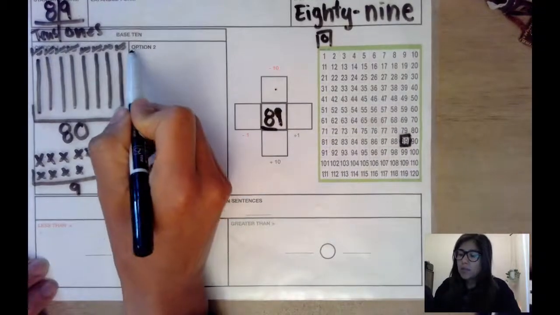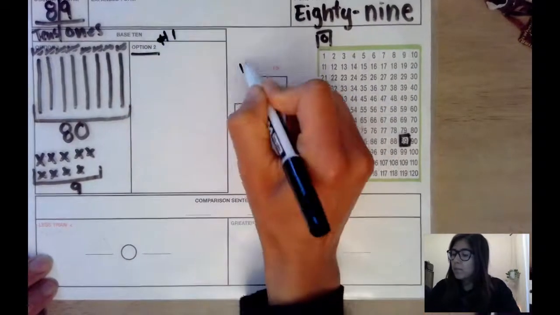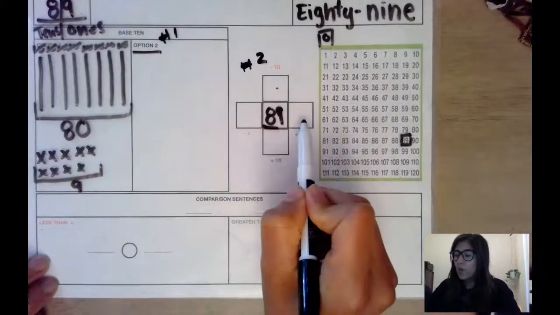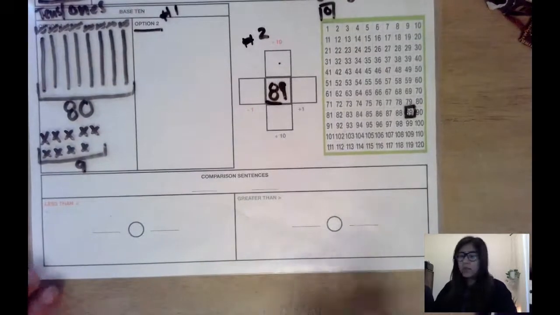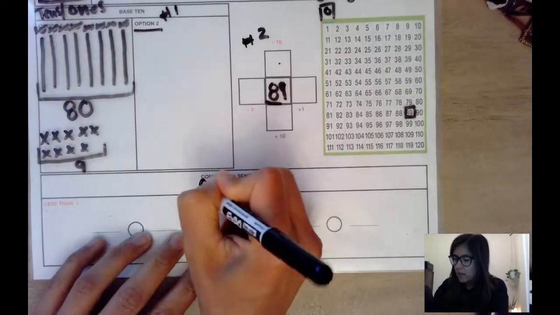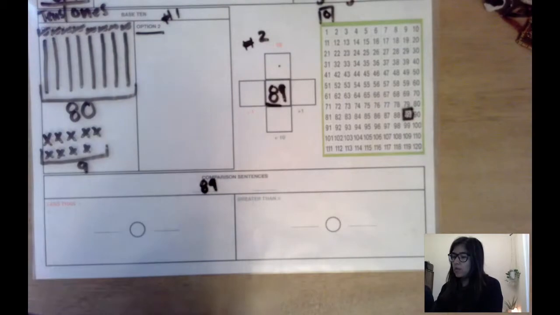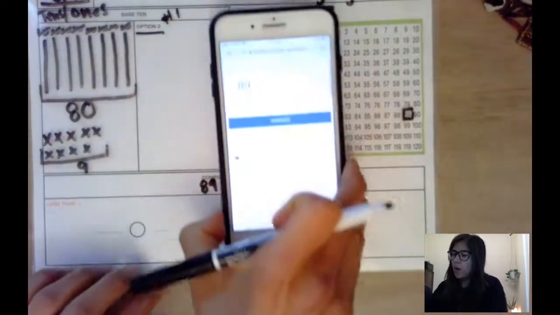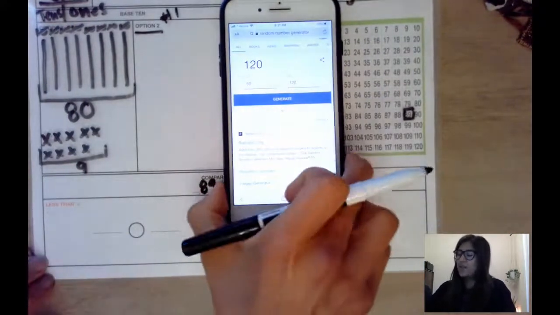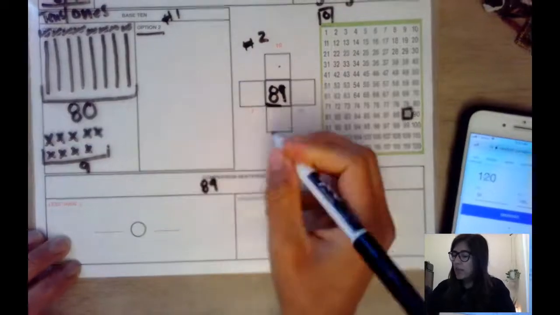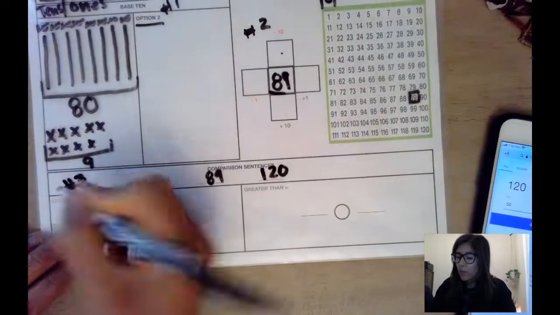So assignment number 1 is represent the number 89 in a different way, and assignment number 2 is represent the numbers that are 1 greater, 1 less, 10 less, and 10 greater. And in the bottom, we're going to go ahead and compare the number 89 with a second number. So let's go ahead and generate what is going to be our second number. Are you ready? Here we go. Generate. Oh, whoa, 120. So we're going to compare the number 89 to 120, and this is going to be assignment number 3 for you.